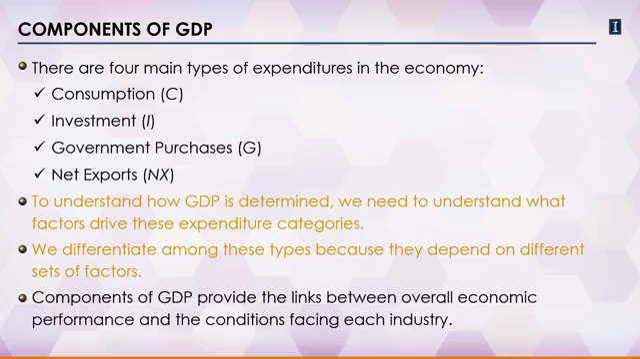Of course, one can think about more detailed components. For example, consumption could be consumption on durable goods versus non-durable goods. Or investment could be divided between investment on equipment, on software, on buildings. Government expenditure has its own components. Net exports has its own components. One can break down these categories into finer details.